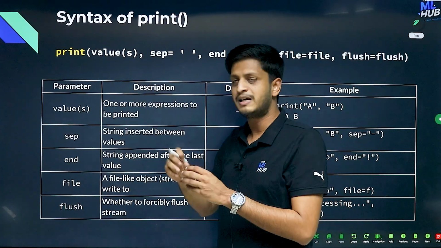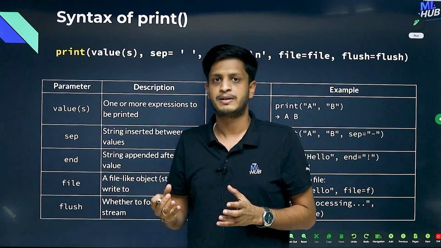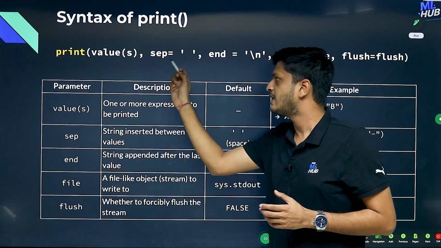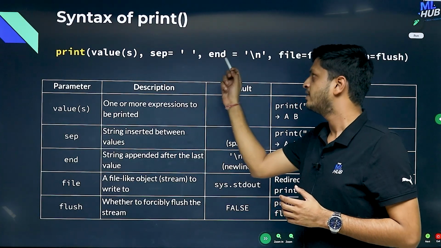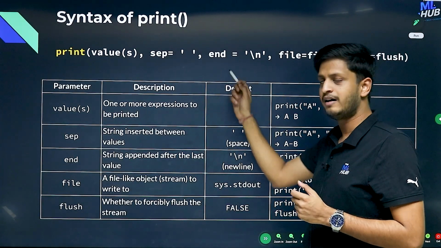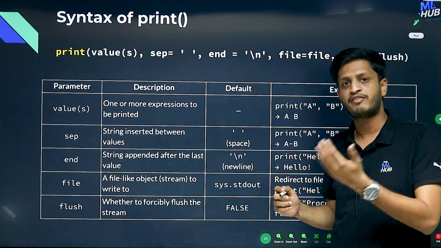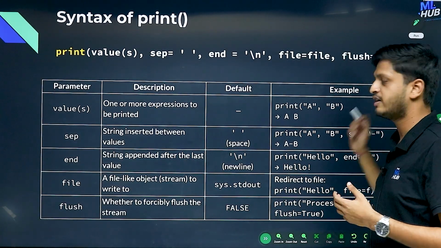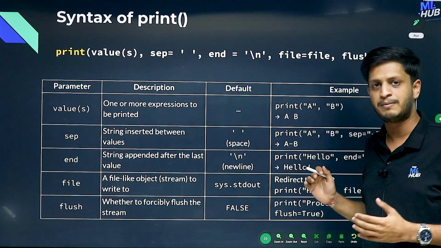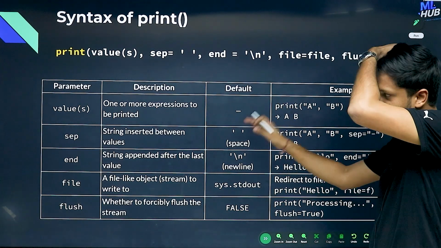Which means you can pass multiple values to the print command and it will print all of them. And after that we have something called separator, then end line, like how to end the printing statement, then file, if you want to print in a file, how to do that, and then flush. So I'll try to explain what each one of them means in detail, but this is a basic definition of each one of them.